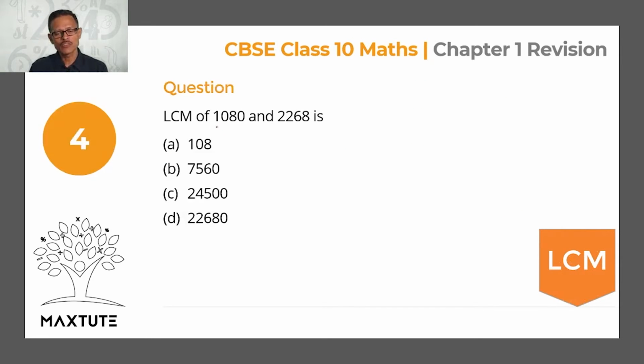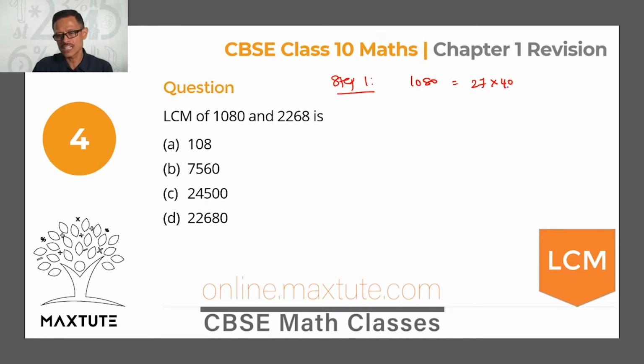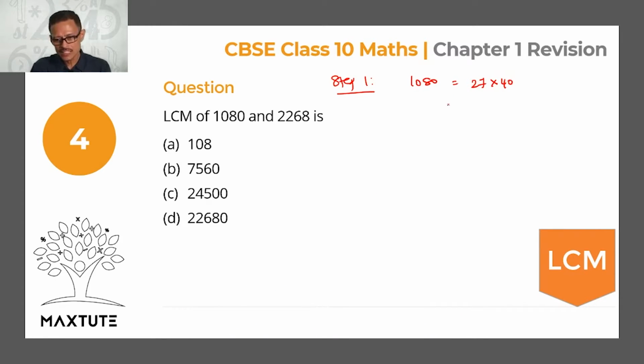Trying to find out the LCM of 1080 and 2268. Step 1 will prime factorize both these numbers. 1080 is quite easy to prime factorize. I know 108 is 27 into 4. So 1080 is actually equal to 27 times 40. I'm going to start with points that I know very well. 27 is a 3 cube. 40 is a 5 into 8, so 5 times 2 cube. So this number is quite easy.